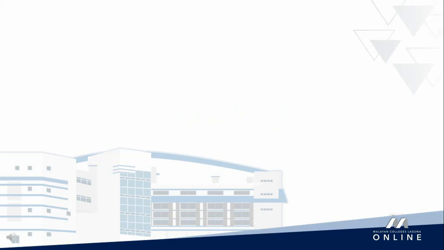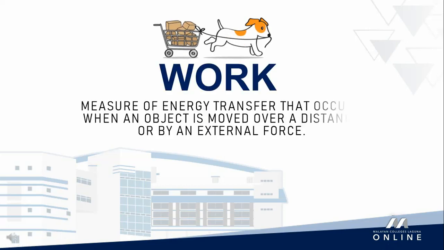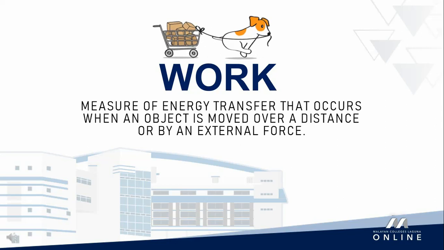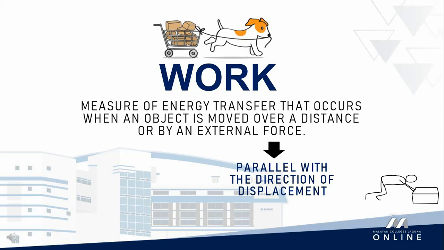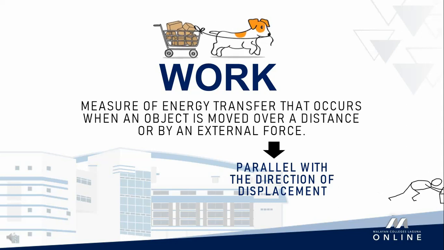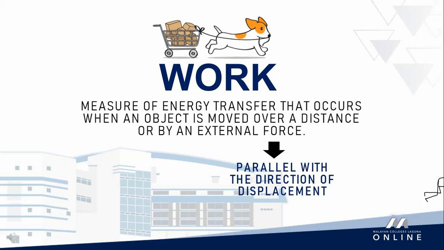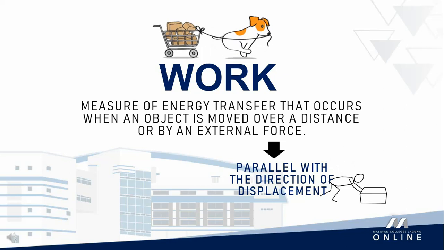In physics, work refers to the measure of energy transfer that occurs when an object is moved over a distance by an external force. Remember that the external force must be at least applied in the direction of the displacement. In short, it is the force that causes the objects to move to result in its displacement.